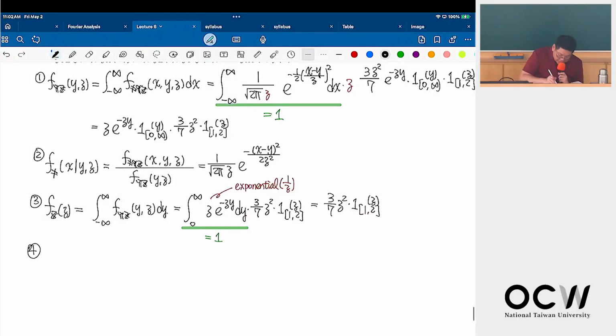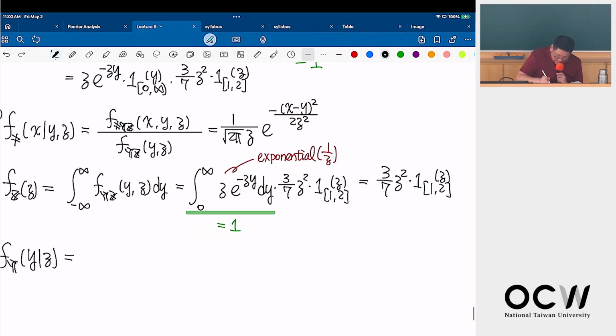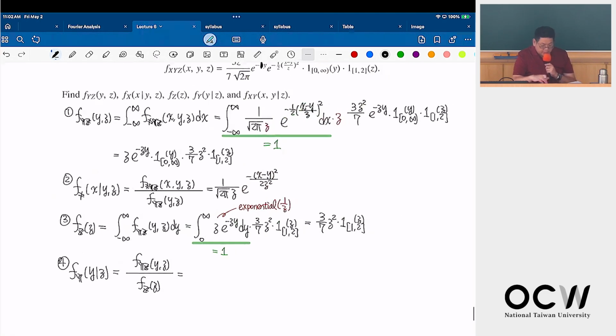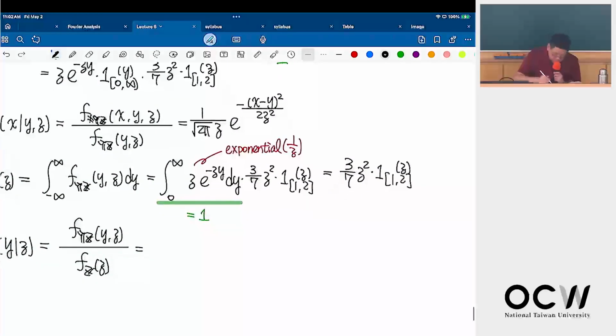Next, what is the conditional PDF of y given z? That is your joint PDF of y, z divided by the PDF of z. So it is the first divided by our third result. Get z times e to the minus zy. Your y is from 0 to infinity.